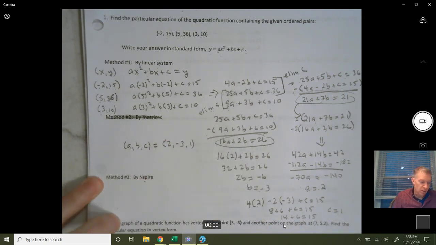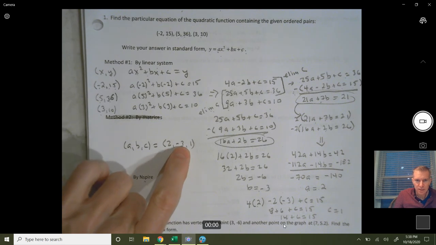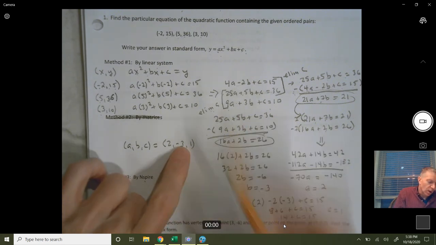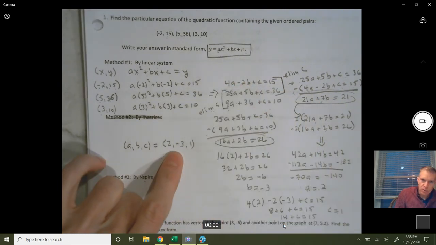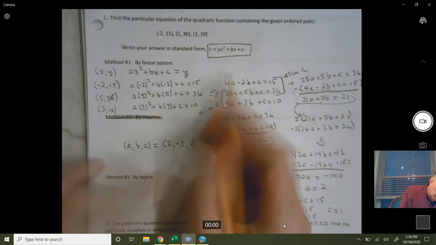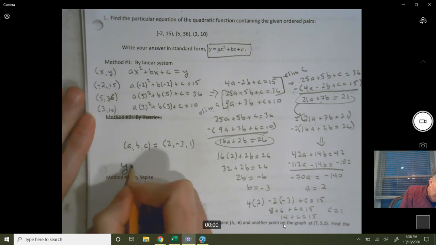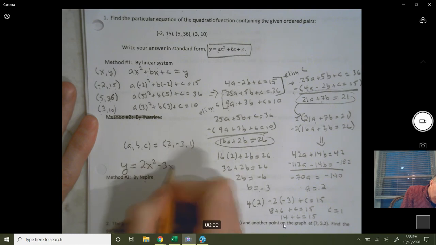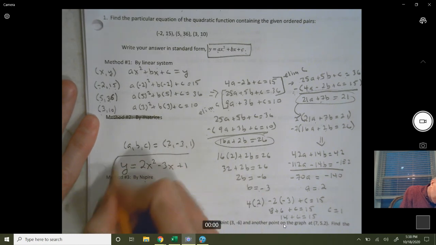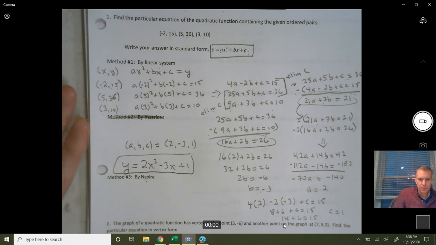Okay, that would be your solution, but that's not the solution to the question we were asked. We were asked to come up with an equation. So we're going to plug in A, B, and C into this equation. So our equation is y equals 2x squared minus 3x plus 1. Okay, then let's solve this on the Inspire.